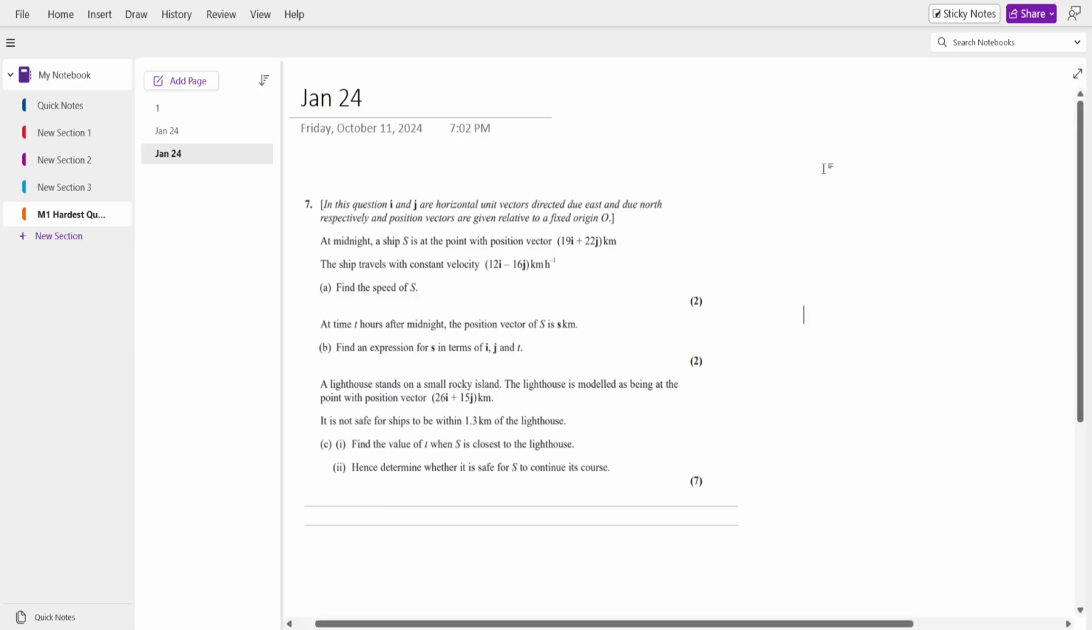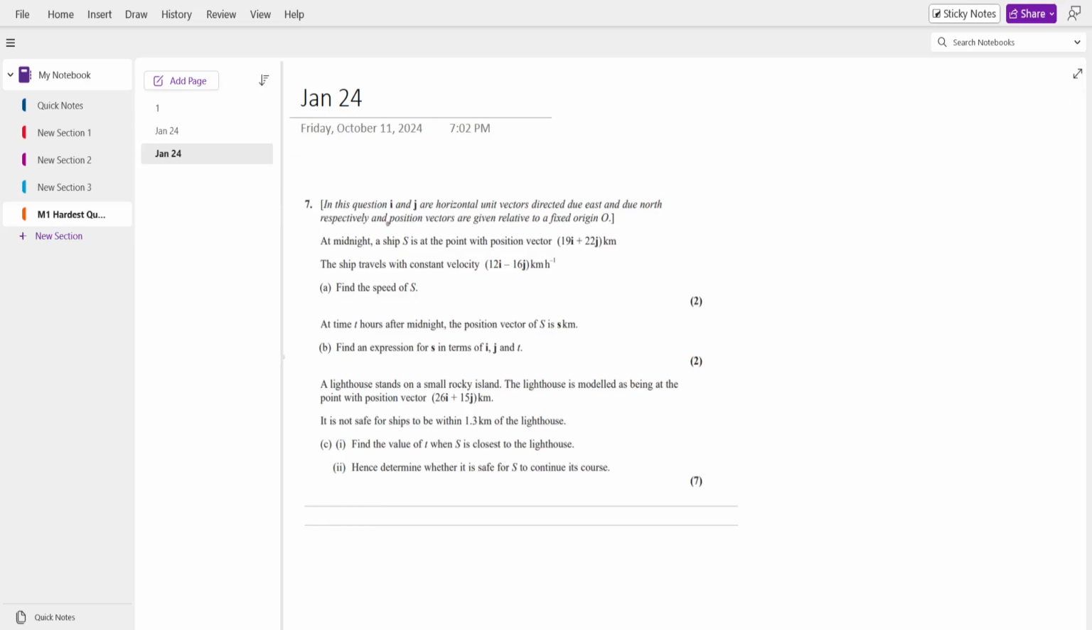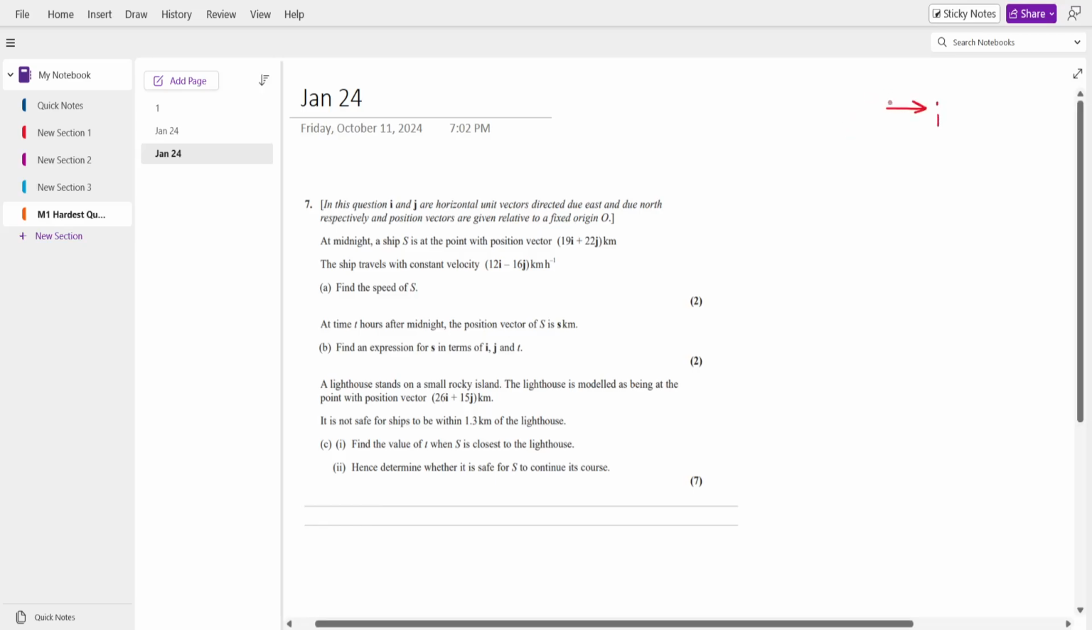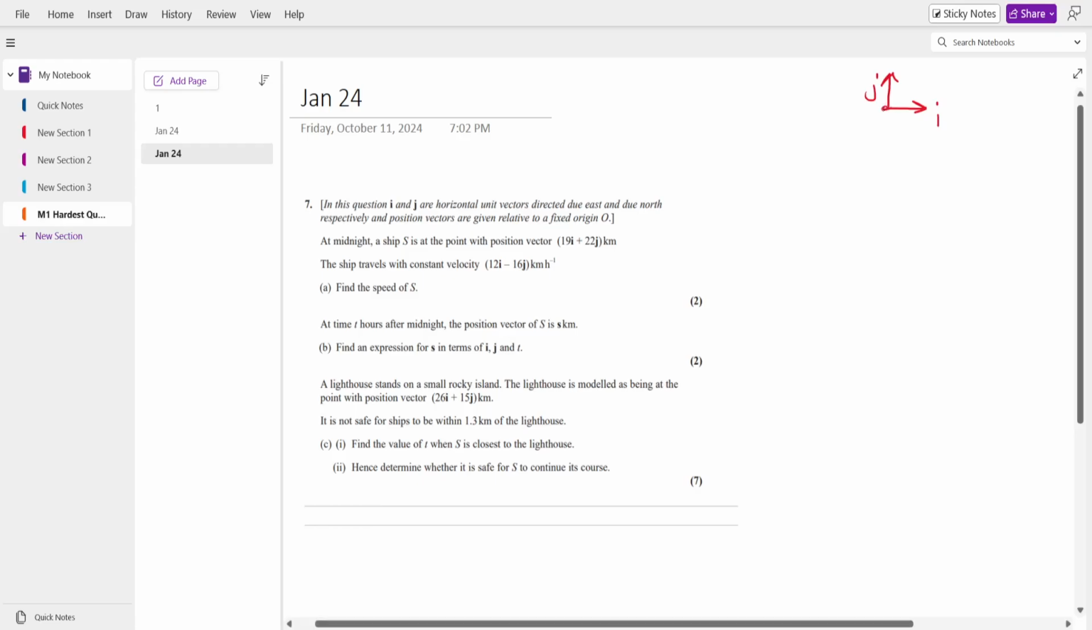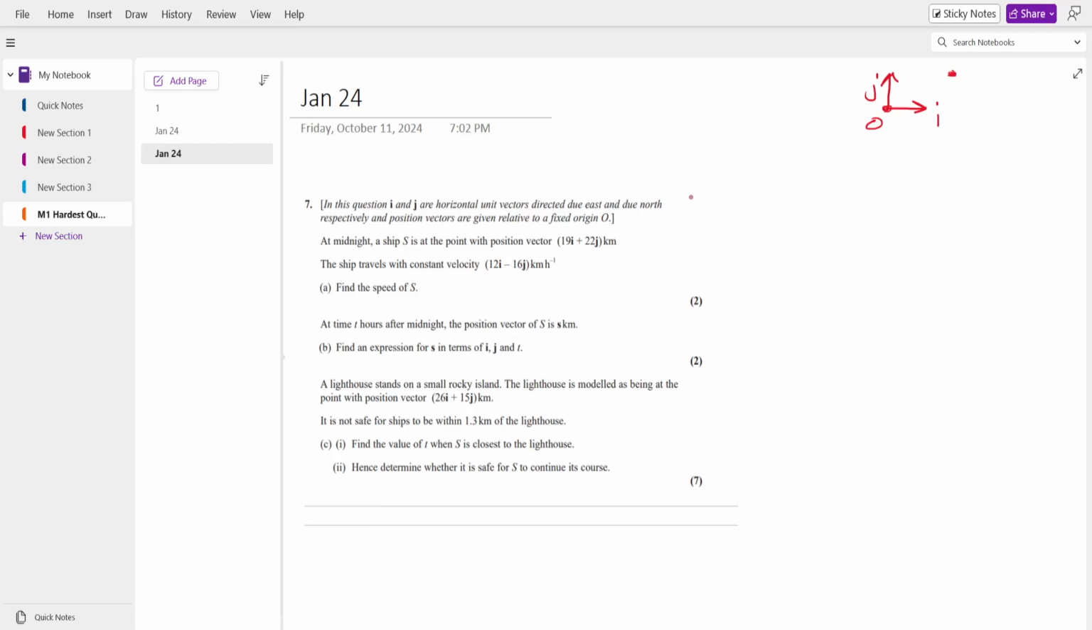This is basically question 7. So as we can see, this is a vectors question. It says that in this question, i and j are horizontal unit vectors. So i, as we know, is a unit vector to the right, and j is a unit vector upwards. Okay, so it says due east and due north respectively, and position vectors are relative to a fixed origin O. So this is the O, and any position vector is relative to this point. Okay, this is basically the first sentence.